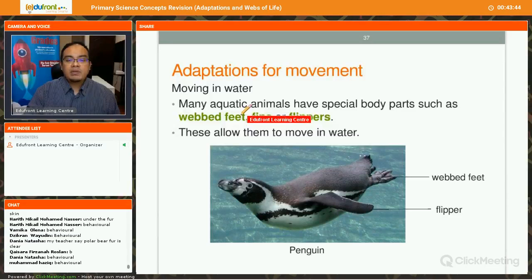And some aquatic animals have special body parts such as webbed feet, fins, and flippers. So you can see here the penguin has flippers here, and it has webbed feet, right? And this allows this penguin to move very quickly in water.